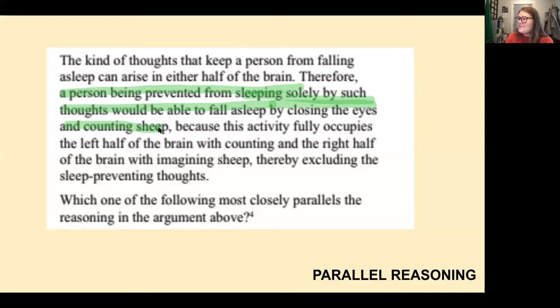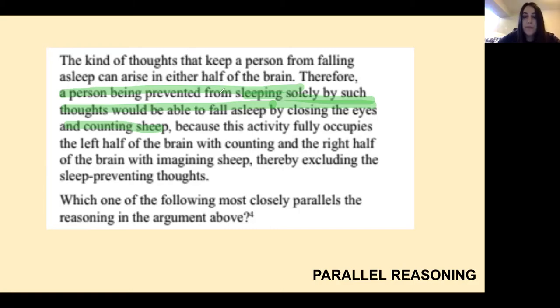So what is our argument structure here, Sabrina? It gives like a background introductory sentence at the beginning, basically saying the kind of thoughts that keep people from falling asleep, like the problem can be in either half of the brain. Yeah. And then it goes into the conclusion, and then the because is its premise or evidence as to why they're prevented, and that counting sheep would solve this issue. And that's the part where we really want to get to this next level in our prediction. It's not just that it's evidence, but how does that evidence work?